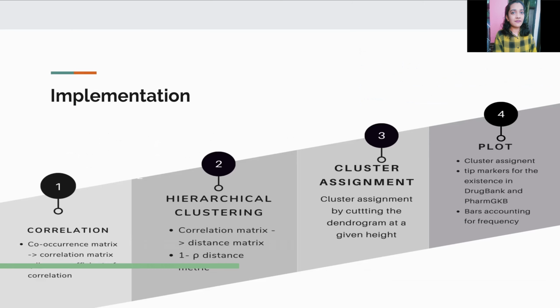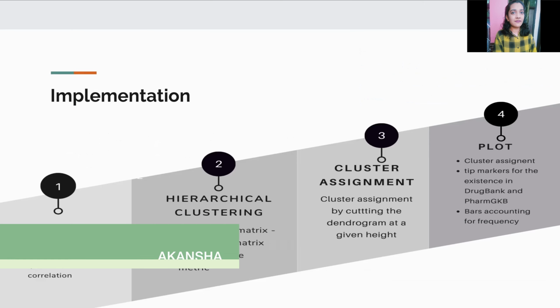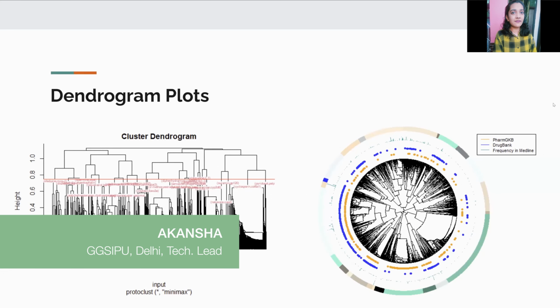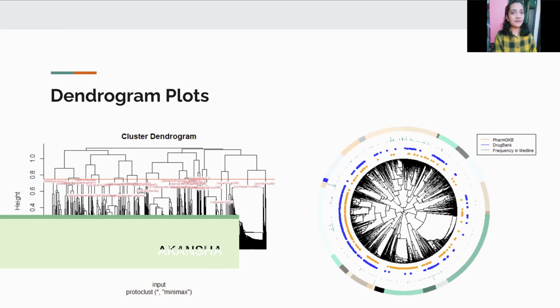Now, to get a certain number of clusters, we need to cut the dendrogram at a particular height, and that's what we do here. In the end, we plot the dendrogram along with the cluster assignments, the existence of drug gene pairs in PharmGKB and DrugBank, and bars accounting for frequency. So these are the final dendrogram plots. The one on the left is a standard dendrogram tree. We have cut the dendrogram at a height of about 0.74 to get 25 cluster assignments.